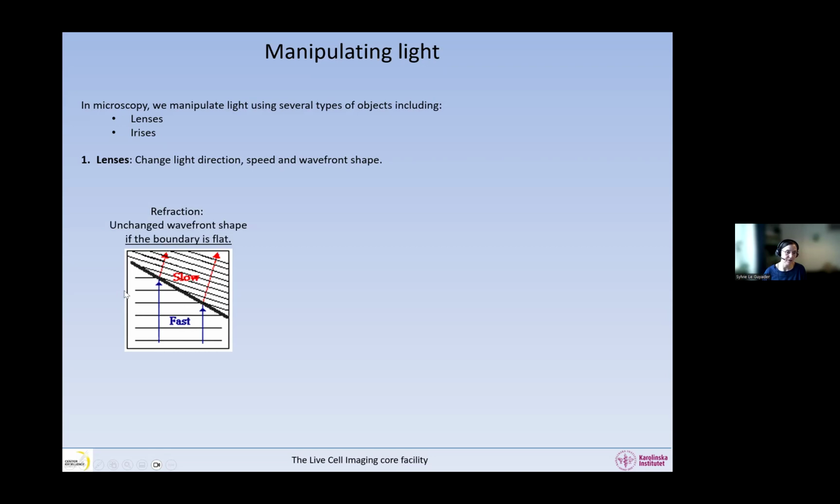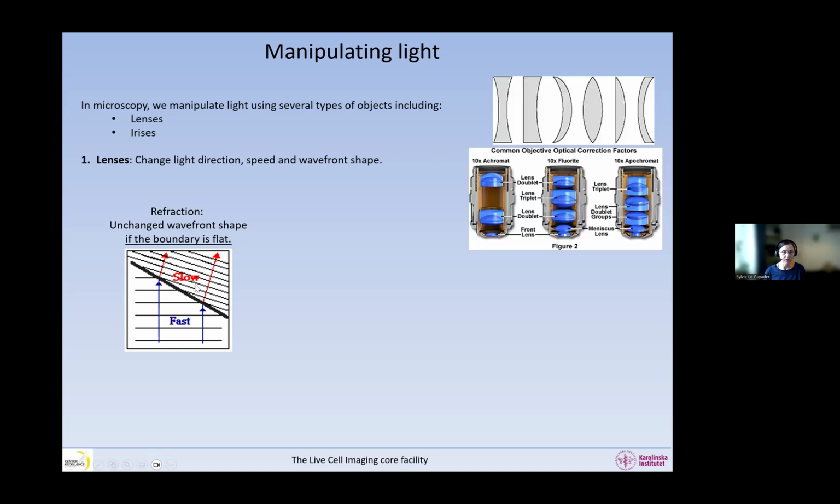So if the boundary is flat, we have a flat wavefront here, a flat wavefront here. But as you know, lenses are not flat, or they can have one flat side, but they never have 2 flat sides. So here we have all sorts of different lenses, and you can see here in objectives, like the most complex objectives, you have lots of lenses that are combined.